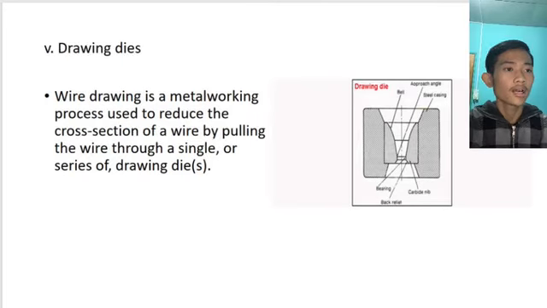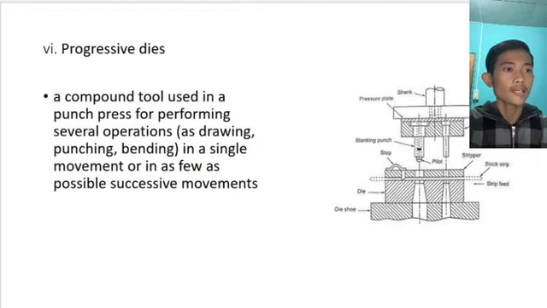Drawing die. Wire drawing is a metal working process used to reduce the cross-section of wire by pulling the wire through a single or series of drawing dies. Progressive die. A compound tool used in a punch press for performing several operations such as drawing, punching, bending in a single movement or in as few successive movements as possible.